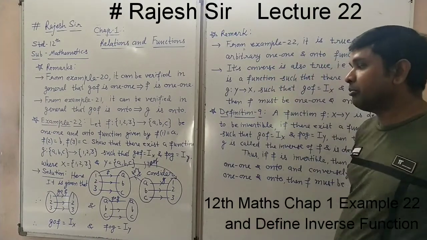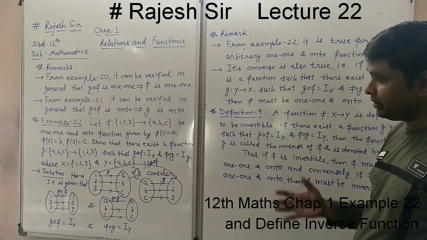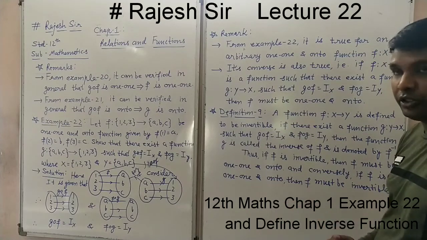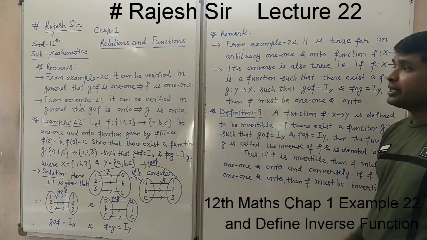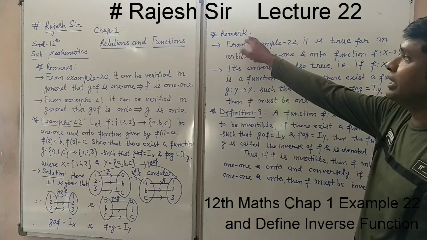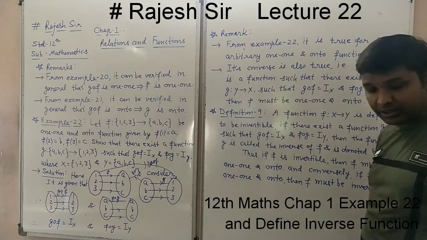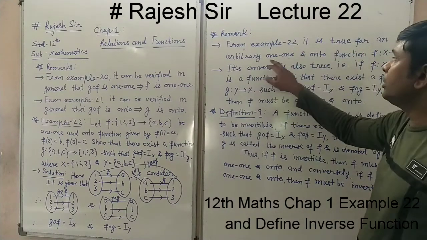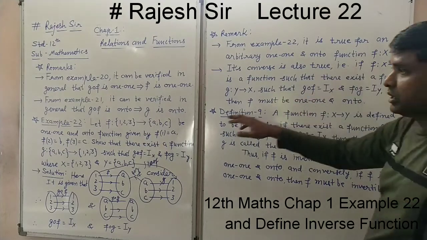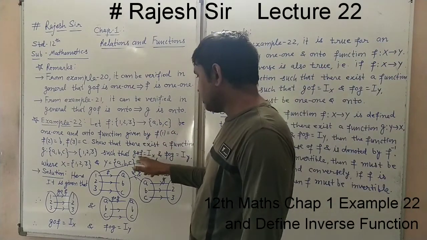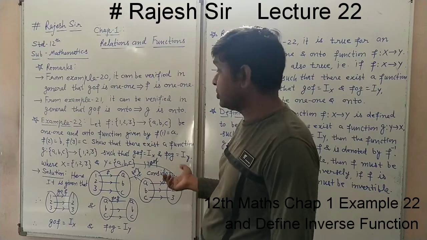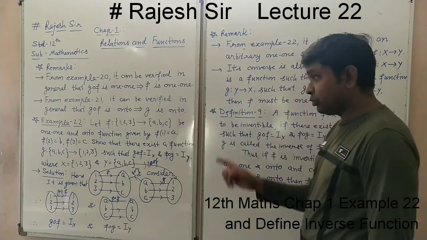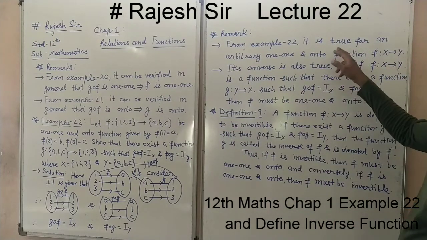We have to show this in a map way, so we can understand and easily identify how Ix and Iy and GOF and FOG come. Now from this example we have a remark that we have noted here, and you also note it down. From example 22, it is true for an arbitrary 1-1 and onto function. This is why it is possible that GOF and FOG are identity functions, because the function f was 1-1 and onto. You have to notice that here, and we will note it here also.